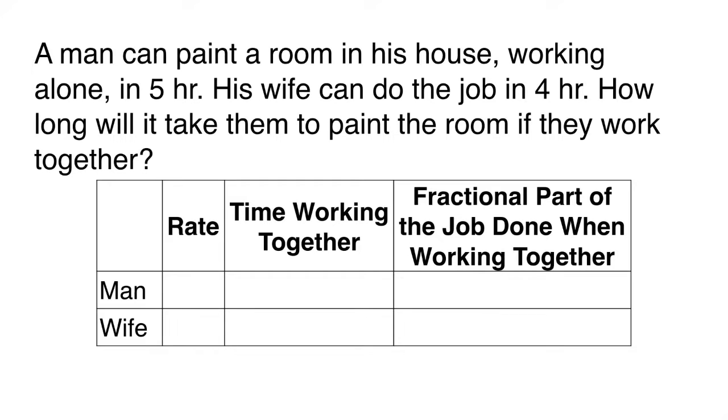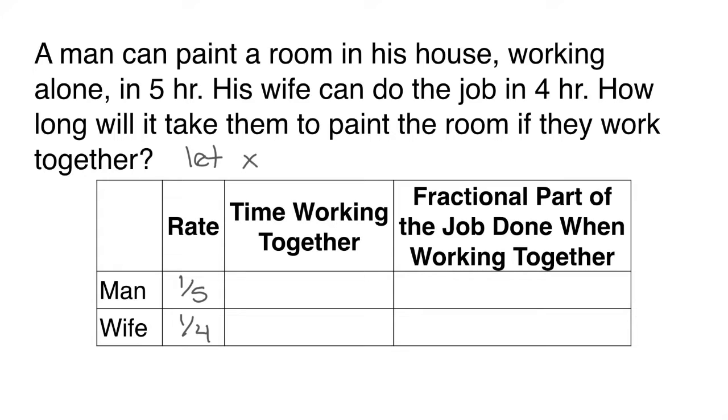We'll have a row for the man and a row for his wife, and then we'll have columns for their rates, the time that they take when working together, and then the fractional part of the job done when working together. We know that a man can paint a room in his house working alone in 5 hours. Therefore, his rate is 1/5. The wife does the same job in 4 hours, so her rate is 1/4.